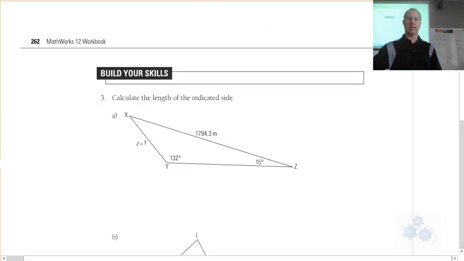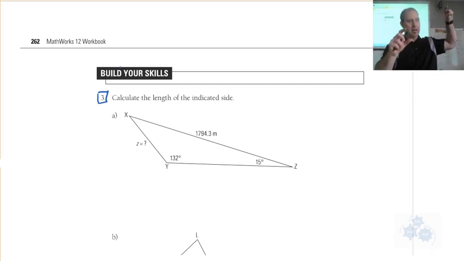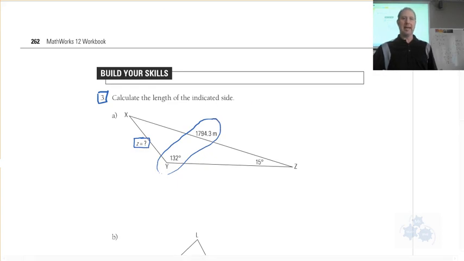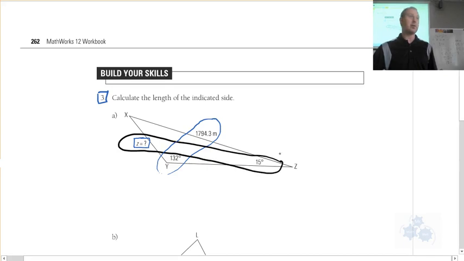So let's take a look at Build Your Skills question number 3. Okay, so the sine law is really easy. It's just a proportion. We can take any two pairs of angle sides and make them equal to each other and then solve. So let's see if we can figure out the value of z here. Okay, so look at what I have. I have this side length and this angle. Okay, that's a pair. And I can use this angle and this side length as another pair. See that? So that's what I'm going to do.